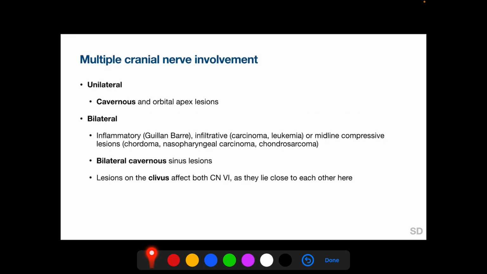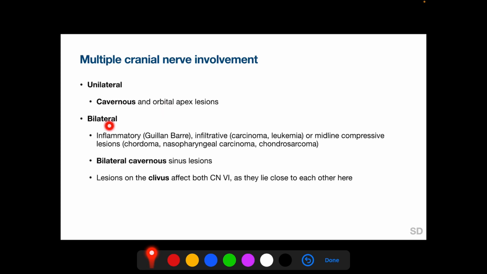Till now we have discussed mostly single cranial nerve involvement. Now we come to multiple cranial nerve involvement, and the multiple cranial nerve involvement can be only on one side, or unilateral, or can be on either side, that is bilateral. Unilateral multiple cranial nerve involvement usually occurs from cavernous sinus and orbital apex lesions.